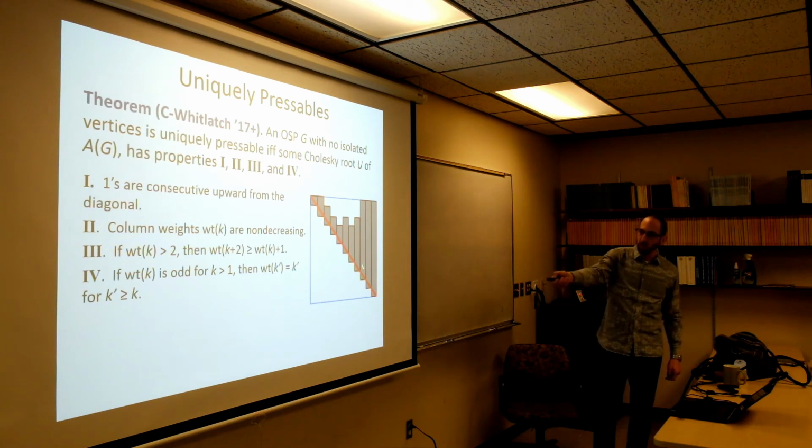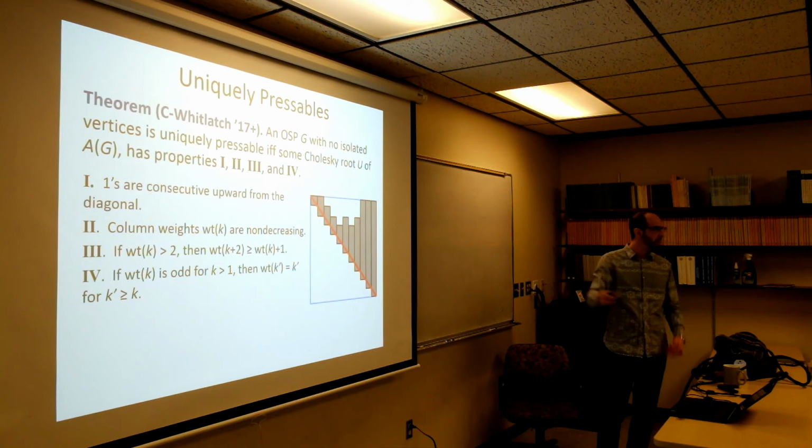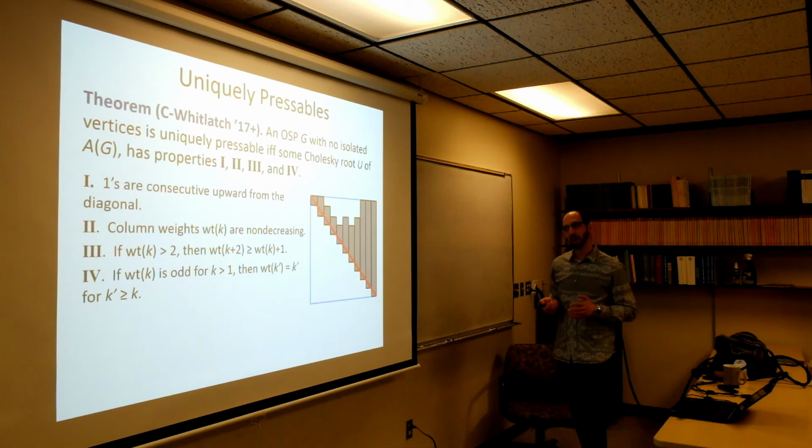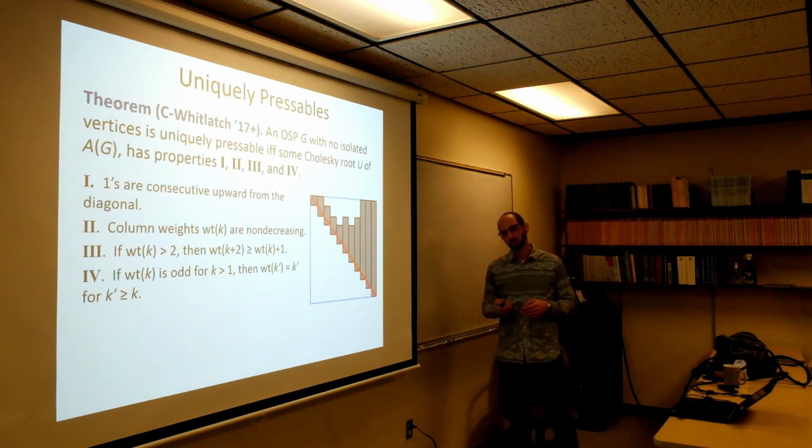So if you notice, the first time it became odd, which is here, it's 9. Well, the next one's 10. Following rules 1, 2, and 3, it could have been 9 in the next column, but this last one prohibits it. So once it becomes odd, you get these full weight columns after that. It turns out these 4 properties are equivalent, not obviously, to the original graph being Cholesky pressable.